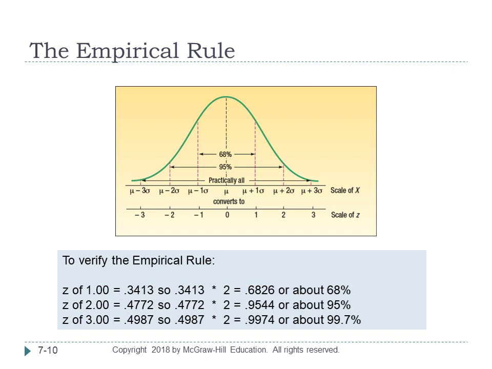For z equal 3, you're within 3 standard deviations. The table will tell you that the area is 0.4987. Multiply that by 2, you get 0.9974. So 99.7% of the area will be within 3 standard deviations.